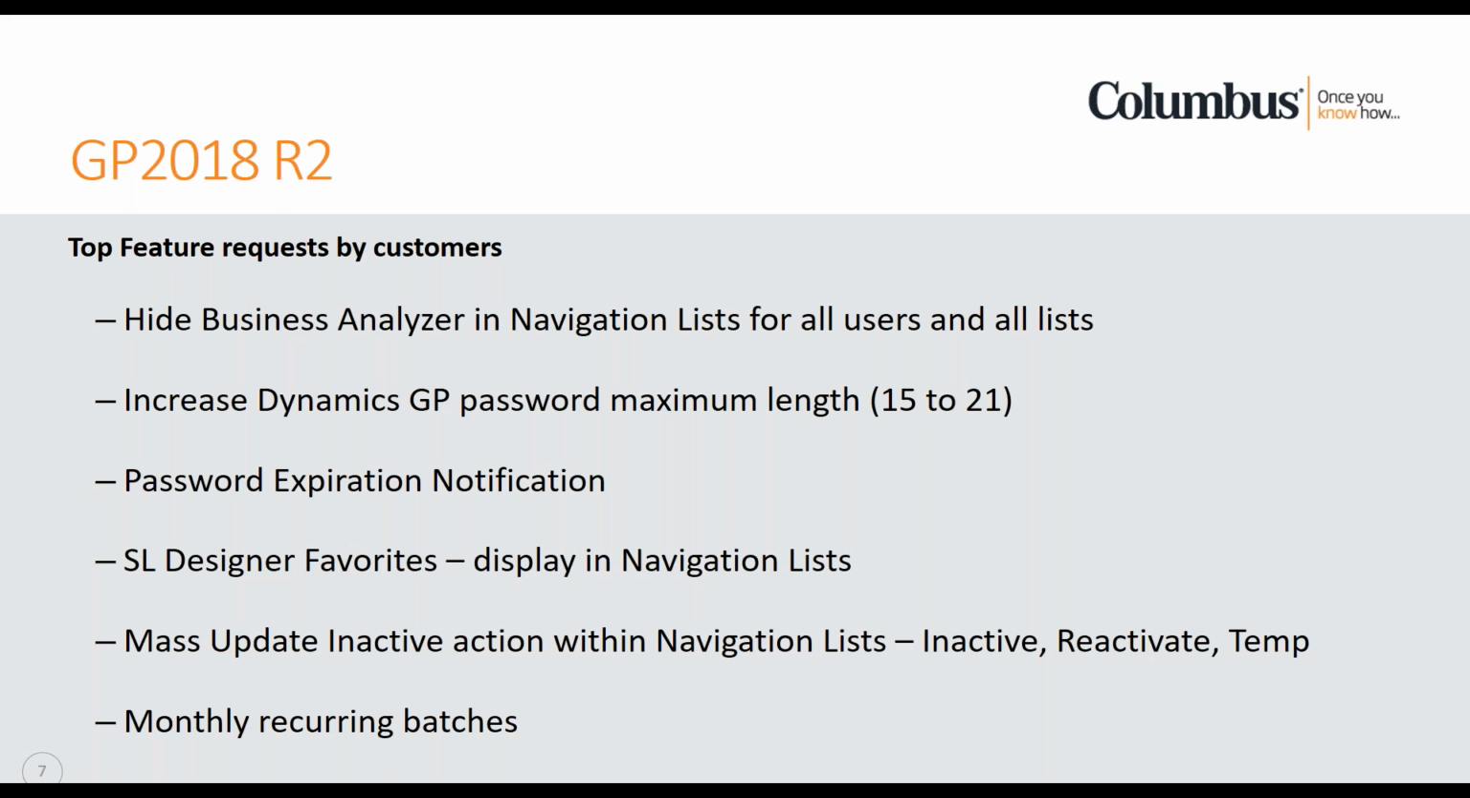The first list here are the most common things that were requested by existing customers, and so Microsoft did add these things in. The first thing is they are optionally hiding the Business Analyzer in the navigation list. Business Analyzer probably was not used by a lot of folks, and I know we don't have a ton of people that used it, but it can be shut off, and so they put that feature in there to systematically turn it off for everybody in the system, just so they don't see it and wonder what it is if it's not deployed.